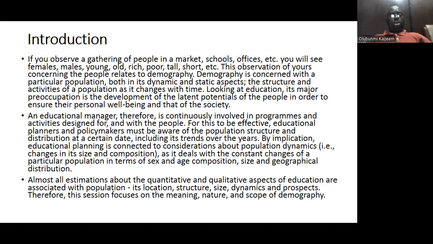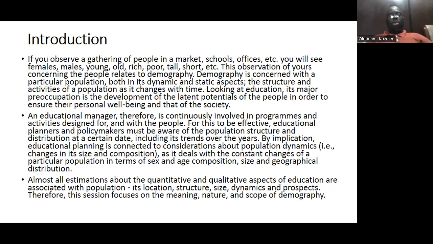Now, if you observe a gathering of people, whether in a market, in a school, or in offices, you would see people of different sexes, of different ages, of different economic background, different heights, with a whole lot of differences in them. This observation actually relates to demography. When we talk about demography, our concern is about the people and their numbers, the population, whether it is growing or whether it is static.